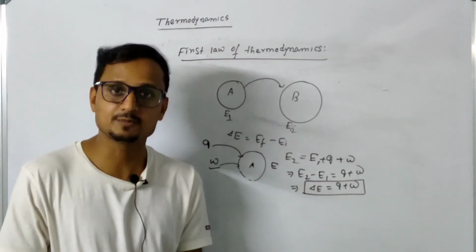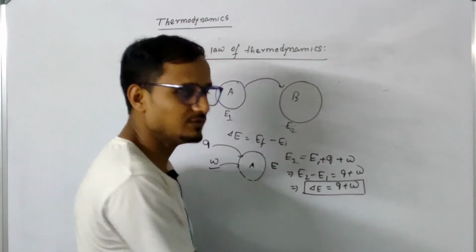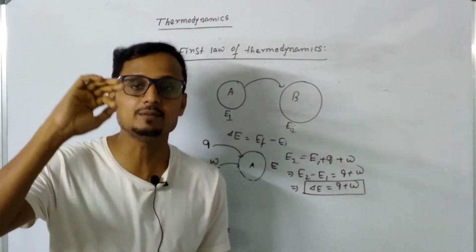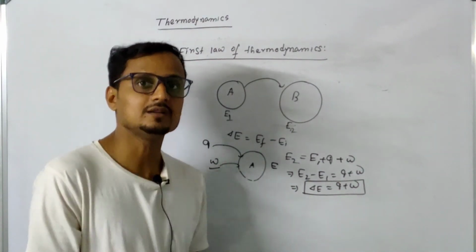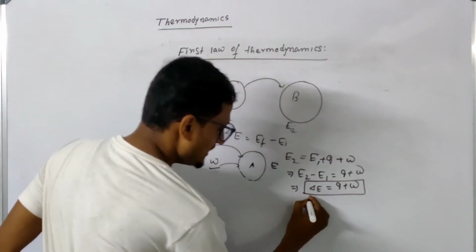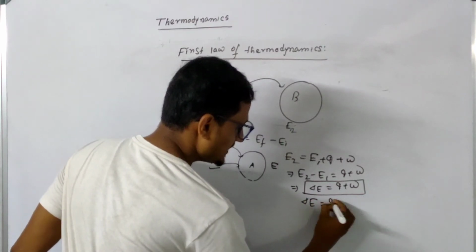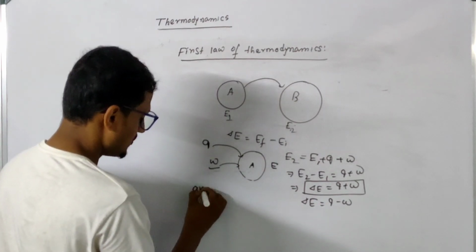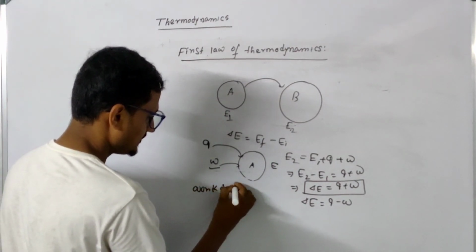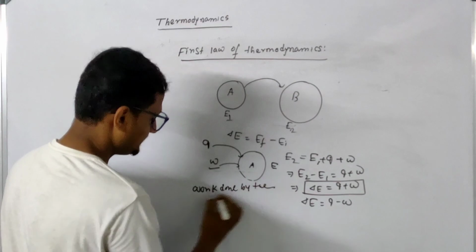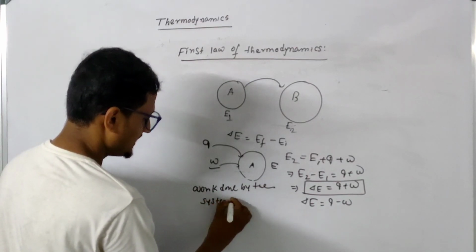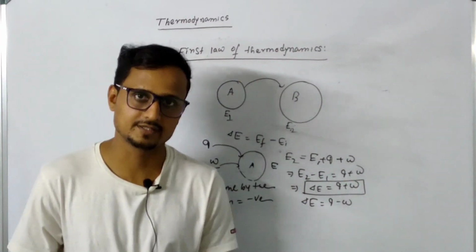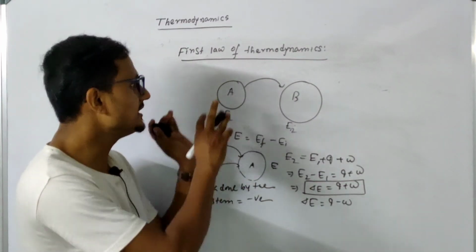Now if heat is absorbed by the system, that means plus Q, but work is done by the system, then we can write delta E equals Q minus W, because work done by the system is negative. So this is the first law of thermodynamics. I think it is clear.